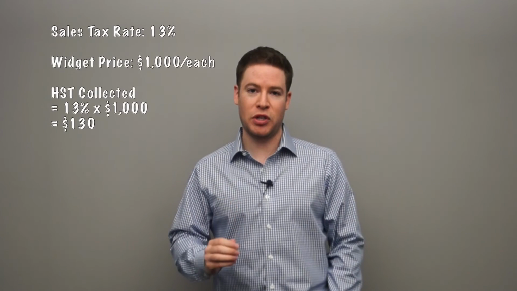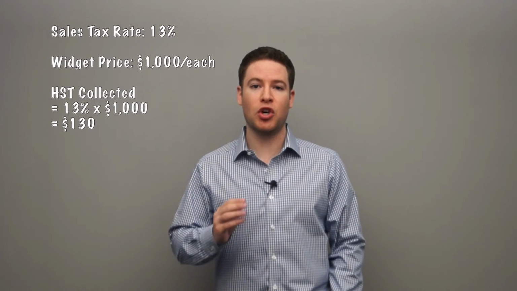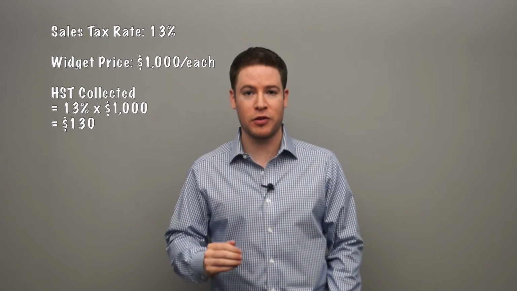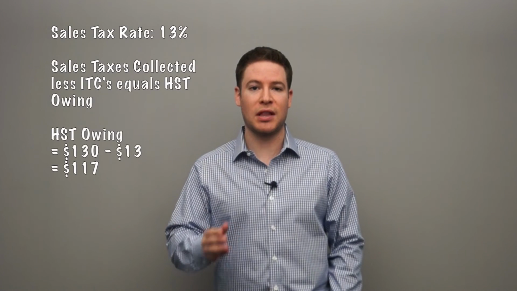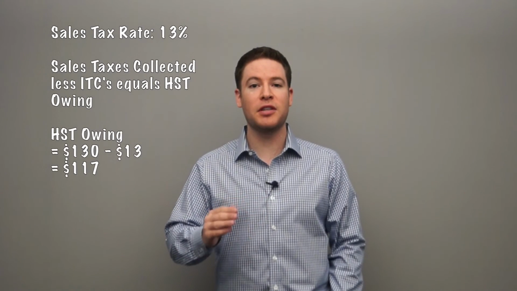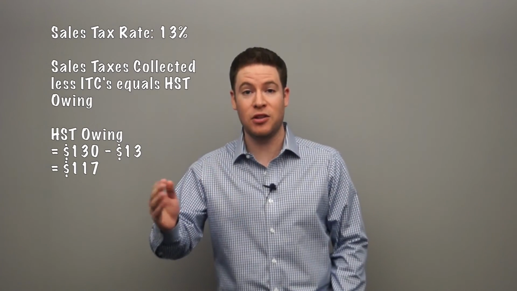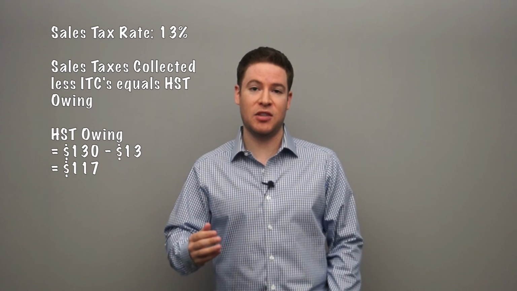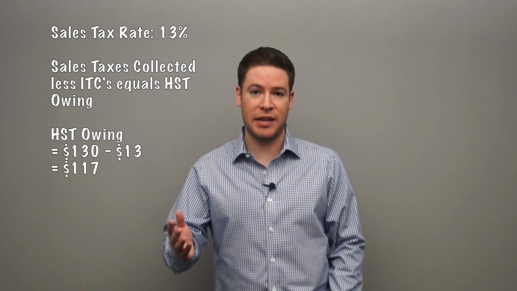Let's say you sell each widget for $1,000 each and you charge your customer 13% sales tax, or $130 per widget. The difference between the $130 in sales taxes you collected from your customer and the $13 in sales taxes you paid to your supplier is the amount owing to CRA, which in this case would be the difference of $117.